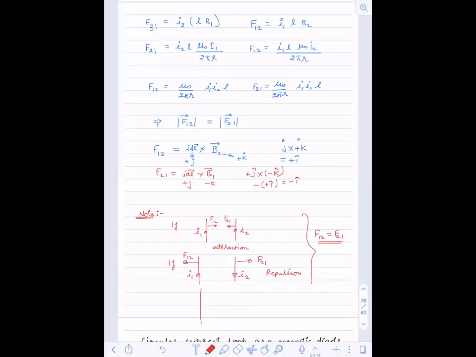When you will have repulsion: when one wire has a current like this and one wire has a current downward, then you will have a repulsion. Two wires with current flowing in opposite directions, repulsive force. Two wires having current in the same direction, attractive force. So this was all for today.